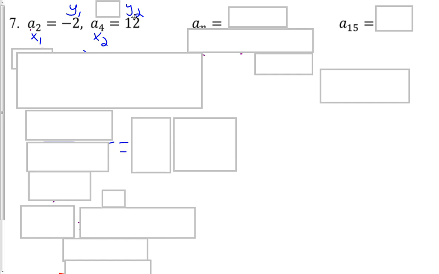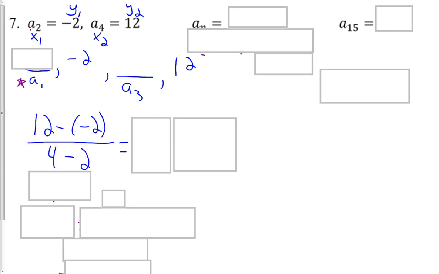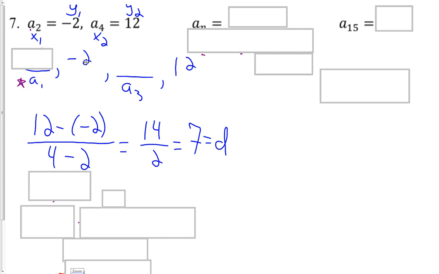And then we can do the slope of this to solve. So 12 minus negative 2 over 4 minus 2, and that will give us 14 over 2, which is 7. And now we take that common difference, and I'm going 7 backwards from here. Negative 2 minus 7 gives us minus 9. And so there's our first term.